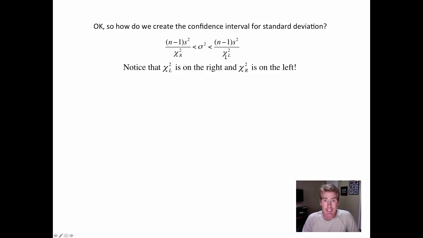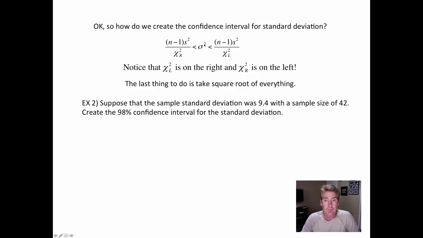So notice that chi-squared left goes on the right, and chi-squared right goes on the left. It's really not that big a deal. When we do the numerical example, I'll show you why that's done. The last thing to do in order to get rid of this square here is take the square root of everything, and then we'll be done.